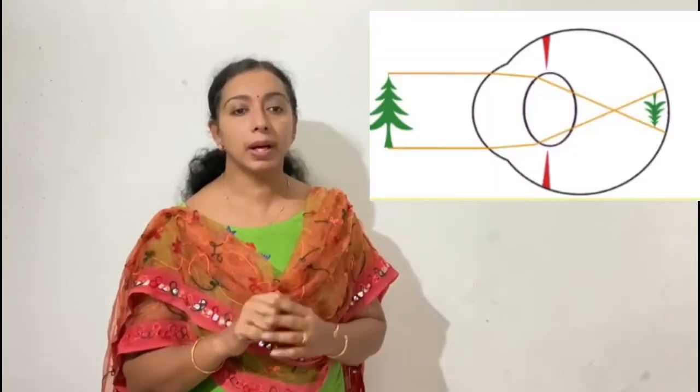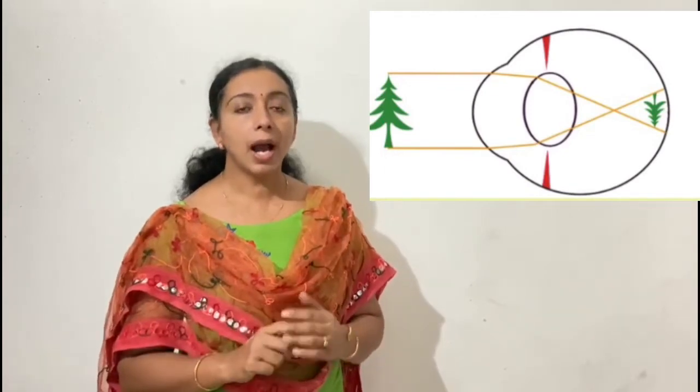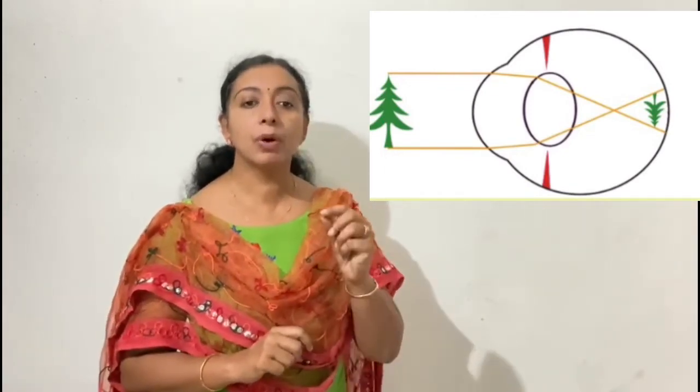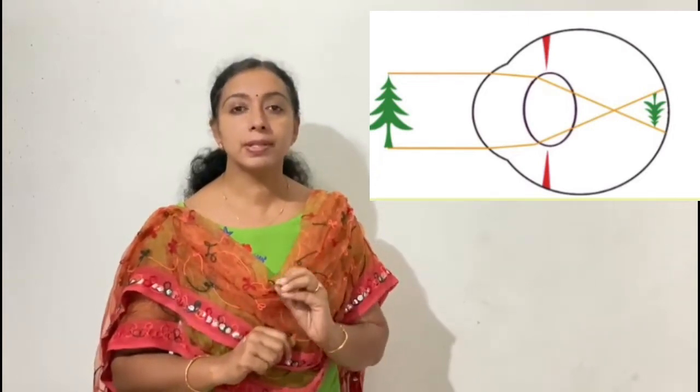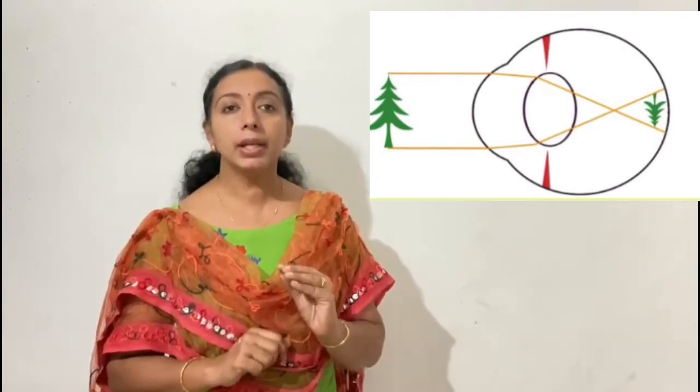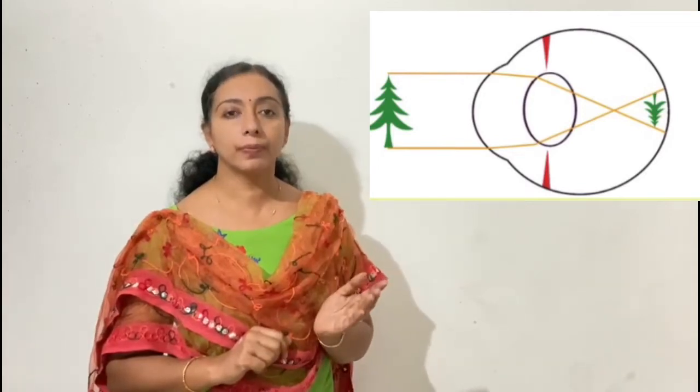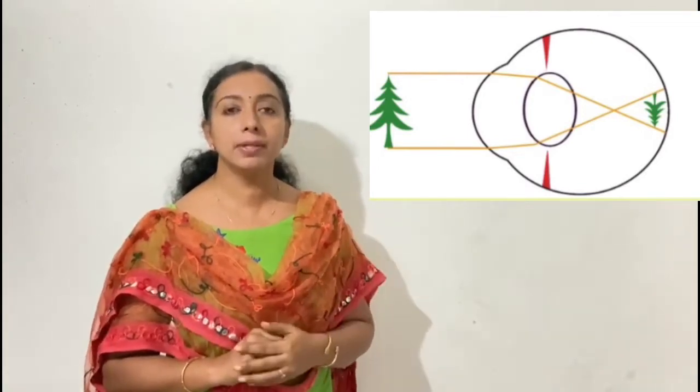Next, we will talk about the peculiarities of images formed by the lens of the eye. Our eye is made up of convex lens. Image formed by the convex lens will be real, inverted and small. What is a real image? An image that can be placed on a screen is a real image.